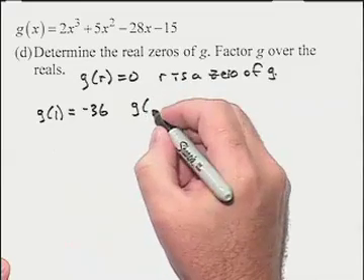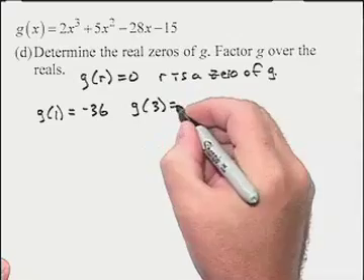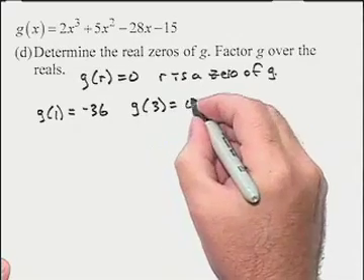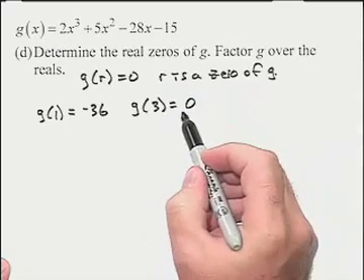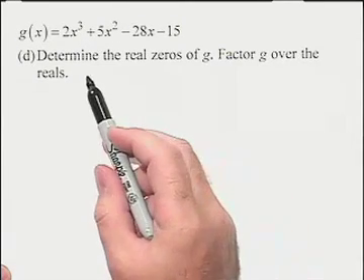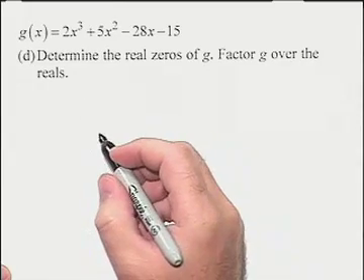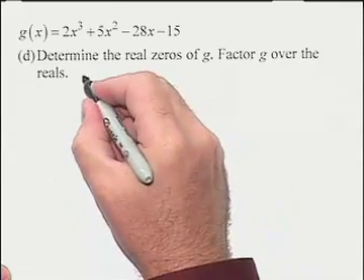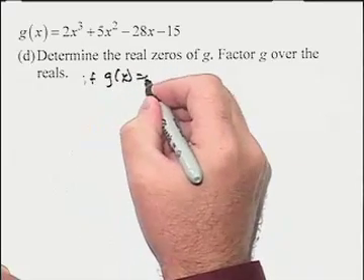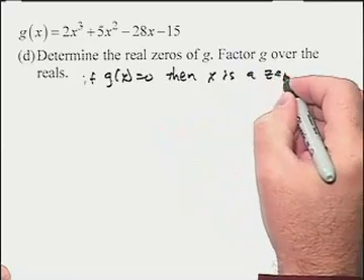If we try the next positive integer, g of 3, g of 3 will give us the value of 0. Since g of 3 equals 0, we know that r is equal to a 0. Now we're asked to determine the real zeros of g and then factor g over the reals. For this part, we're going to use the fact that if g of x is equal to 0, then x is a 0 of our function.